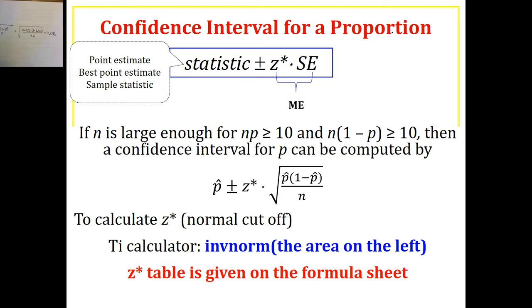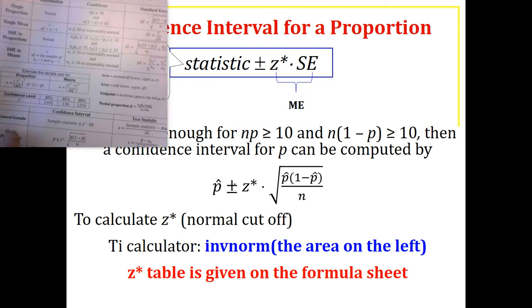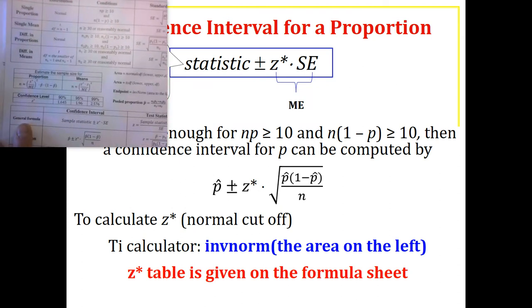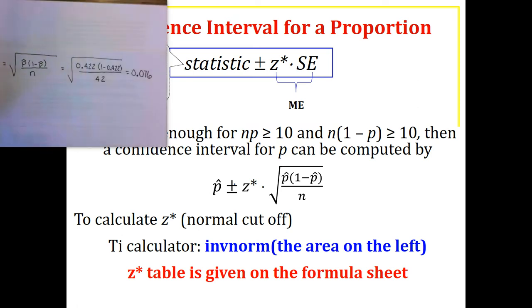I also want to bring your attention back to your formula sheet. On your formula sheet, the general formula for a confidence interval is the sample statistic, plus and minus z star, and z star gets multiplied by the standard error. Right above it are your z star values for your common 90%, 95%, and 99%. They're right here: 2.576, 1.96, 1.645. If we have to calculate those on our own, we can certainly do that. So let's return and see what we can do.